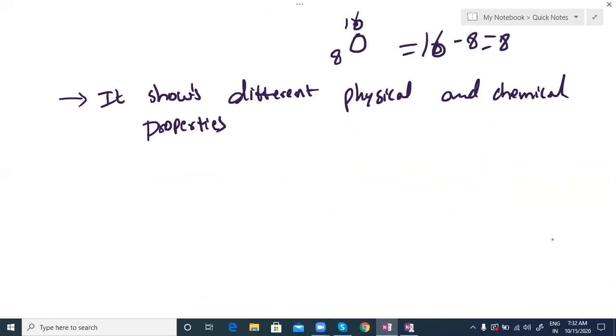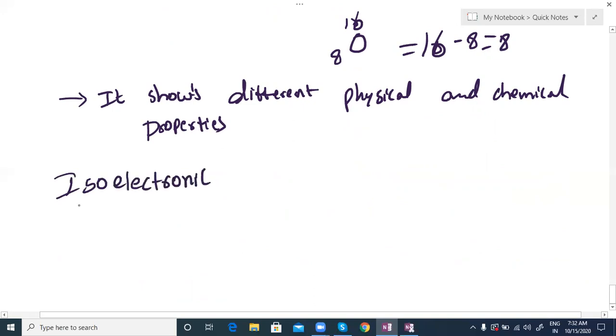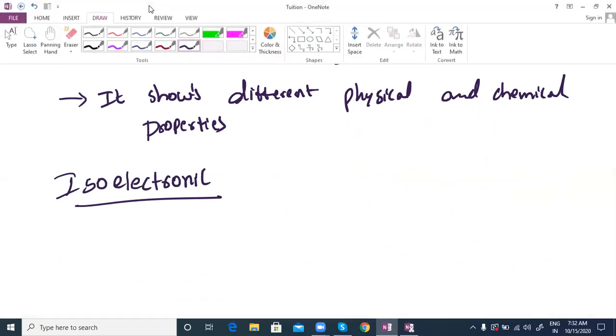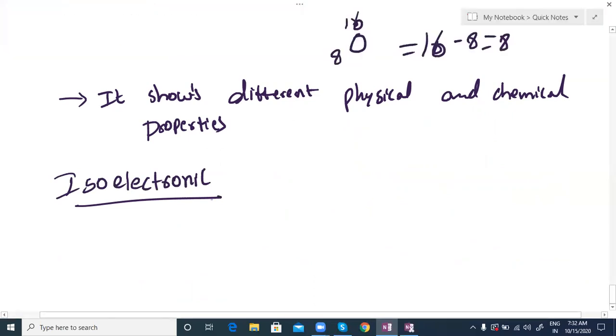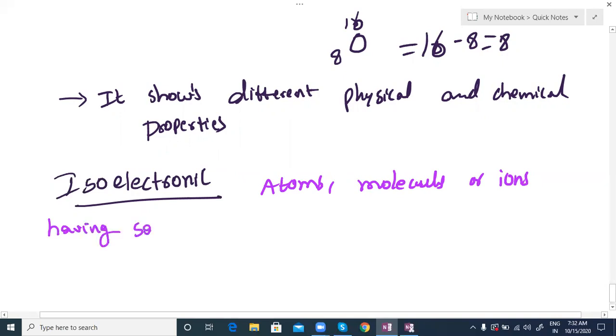Isoelectronic. Isoelectronic means atoms, molecules or ions having the same number of electrons.